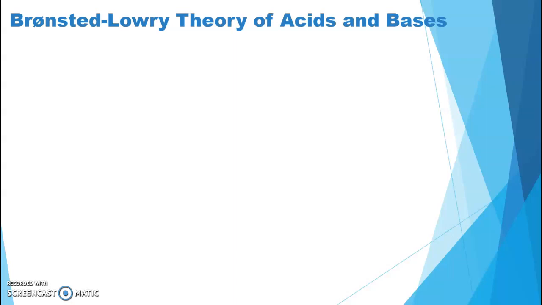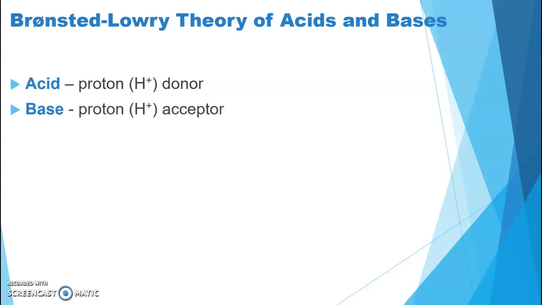All right, so I want to review a little bit about Bronsted-Lowry, the theory of acids and bases, because we've talked about Arrhenius and we've talked about Bronsted-Lowry already. But to review, remember with the Bronsted-Lowry definition, we're focusing on an acid being a proton donor and a base being a proton acceptor.